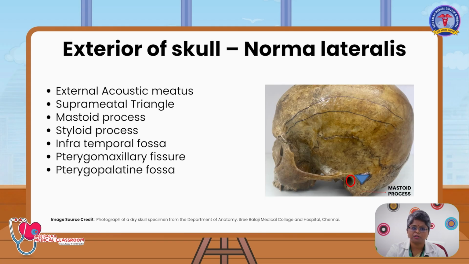The important process that is present in norma lateralis includes the mastoid process, which is a downward projection from the mastoid part of the temporal bone. It is present below and behind the external acoustic meatus. 3 notable muscles that you have to remember that can attach to the mastoid process include the sternocleidomastoid, the splenius capitis, and posterior belly of digastric.